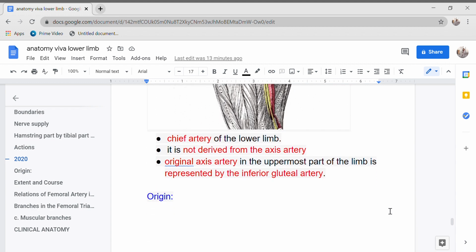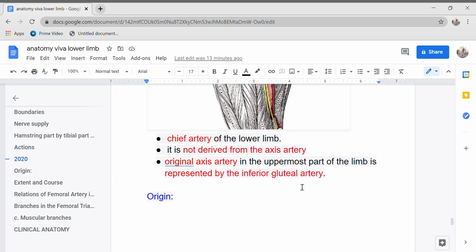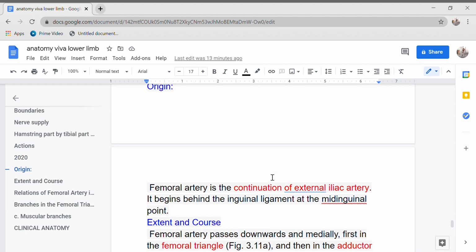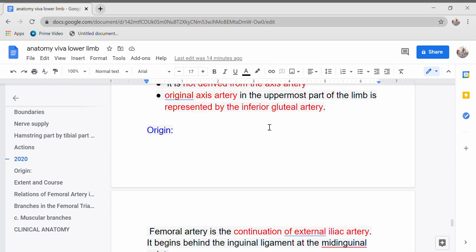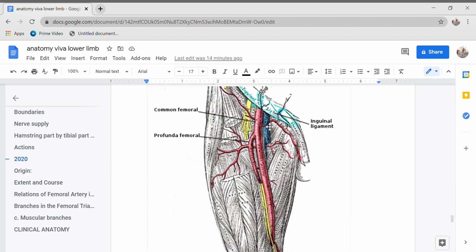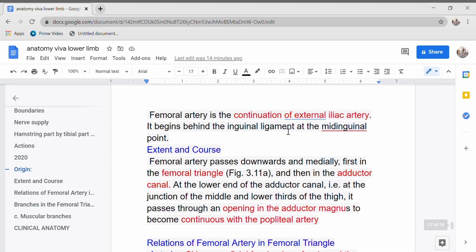Introduction. The chief artery of the lower limb is not derived from the axis artery. The original axis artery in the uppermost part of the limb is represented by the inferior gluteal artery. The origin of this artery is a continuation of the external iliac artery. It begins behind the inguinal ligament at the mid-inguinal point. Now the extent and the course.